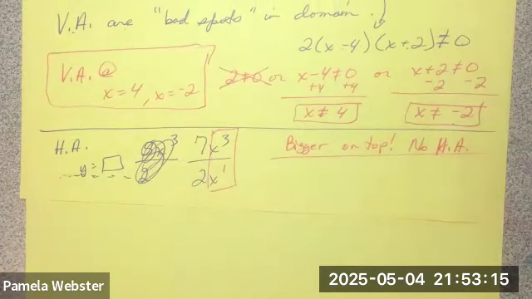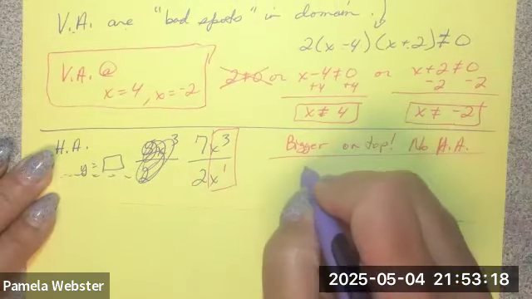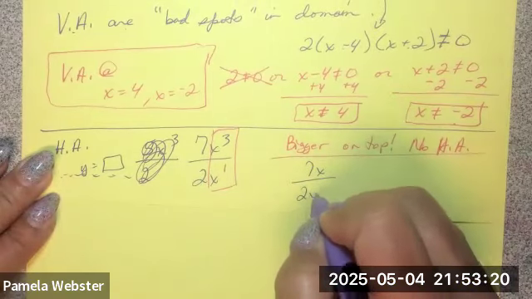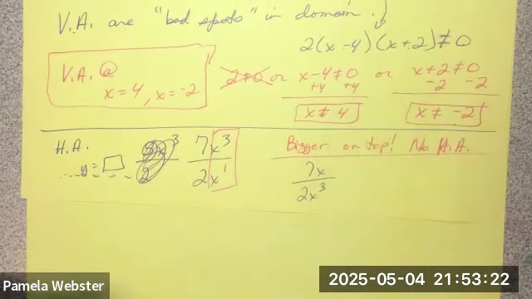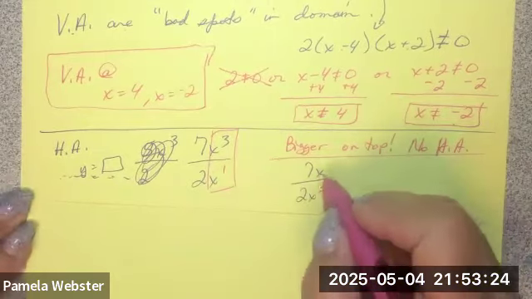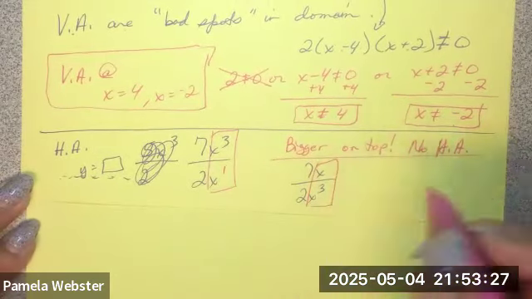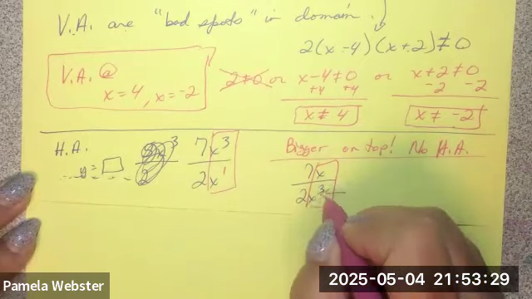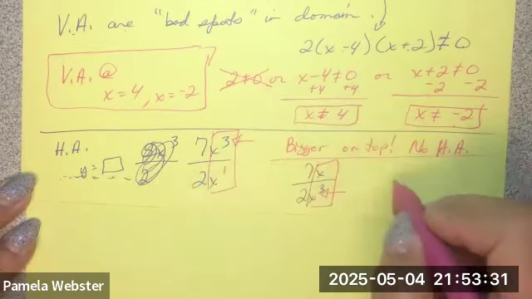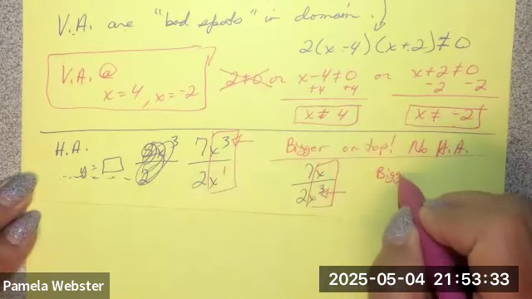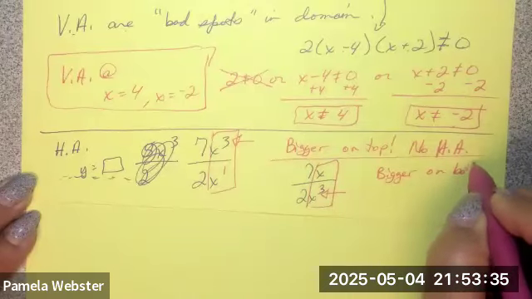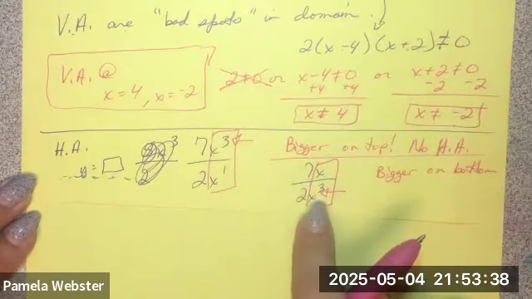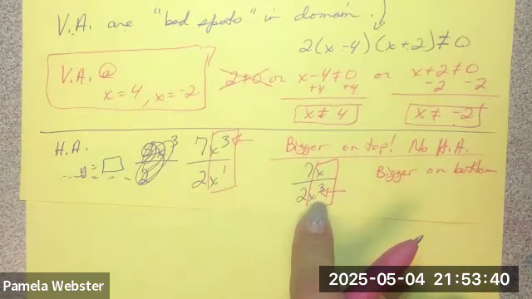Okay. What if it was bigger on bottom? So let me just switch these. 7x over 2x to the third. Okay. If it's bigger on the bottom and I look at these guys, which one is stronger? The bottom one's stronger, right? Okay. So bigger on bottom, that means that as I get really big, remember this is end behavior that we're talking about here, not in the middle when I'm talking about horizontal asymptotes.